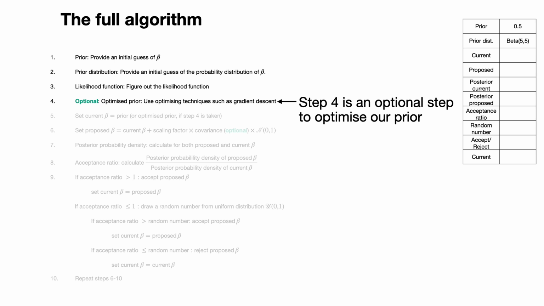So we are done with steps 1, 2, 3. We have 6 steps to go. Step 4 is an optional step to optimize our prior.